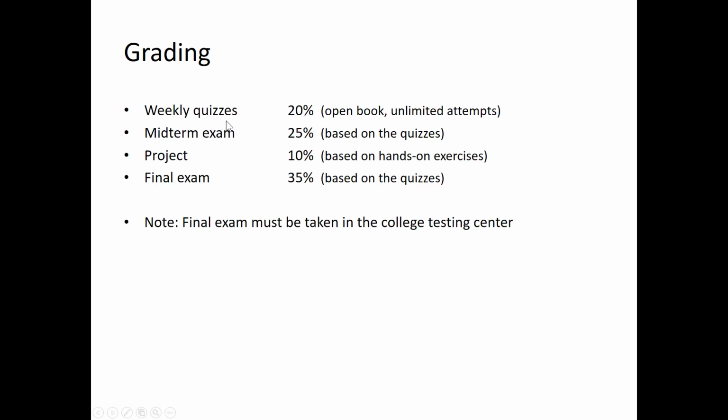Grading is based on 4 criteria. The weekly quizzes altogether make up 20% of the grade, so that's about 2% of the entire grade for each quiz. The midterm exam is 25% of the grade. It's taken online at home. It's based upon the quizzes. The project is 10% of the grade. It's based upon the exercises. And then the final exam is 35% of the grade. The final exam must be taken at a college testing center.